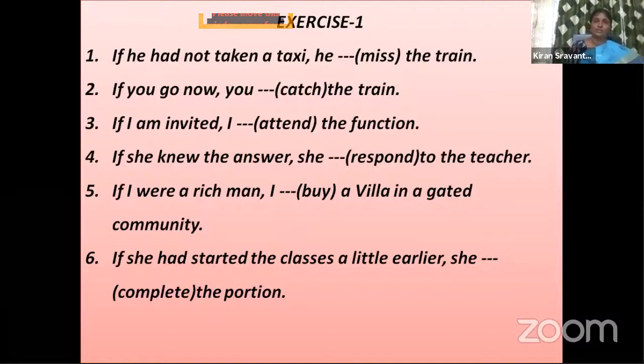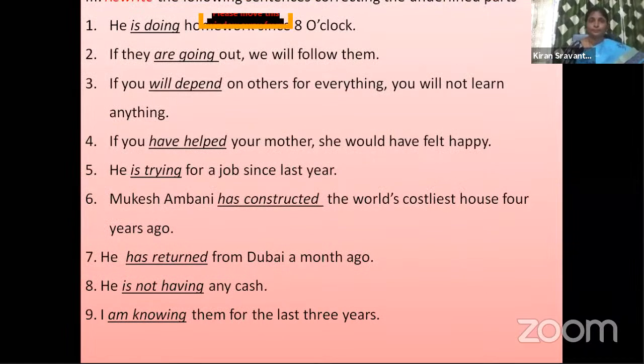Then again, if the if clause is found in past simple, we get would or could or should or might plus V1. And the sixth one: if she had started the classes a little earlier, she could have completed the portion. If the if clause is found in past perfect, in the main clause we get would or could or should or might plus have plus V3. And coming to the correction of sentences.